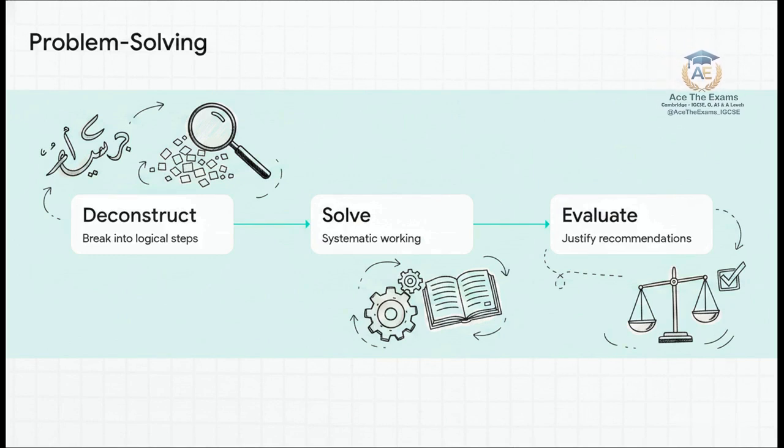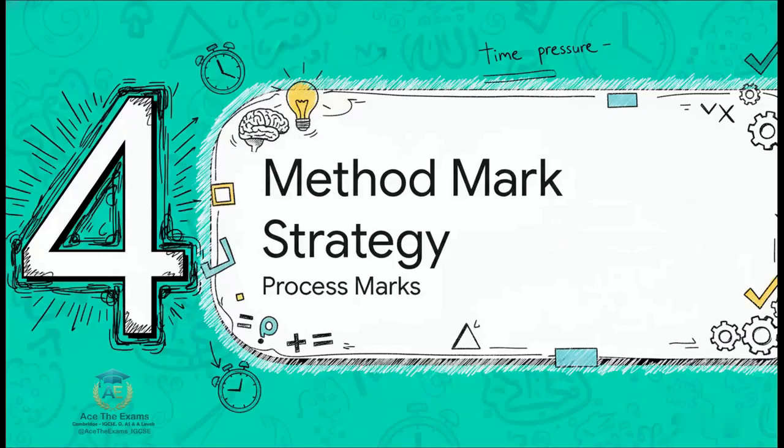Third, evaluate. This is your link. Look at your manipulated sentence and justify your recommendations. Does it accurately reflect the original passage? Top-scoring candidates use this exact model to question their own assumptions. They constantly evaluate their work, backing up their grammatical conclusions with hard textual evidence, ensuring structural integrity every step of the way. Section 4. The method marks strategy.